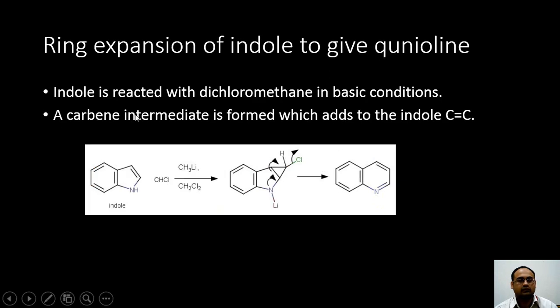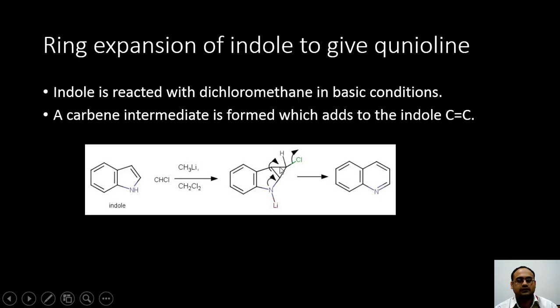There is another way we can form quinolines, that is by ring expansion of indoles, and in this, indole is reacted with dichloromethane under basic conditions. As you know, dichloromethane under strongly basic conditions will generate carbenes. So this carbene is formed, in which the carbon is highly electron deficient. It adds to this carbon-carbon double bond and a bicyclic structure forms.